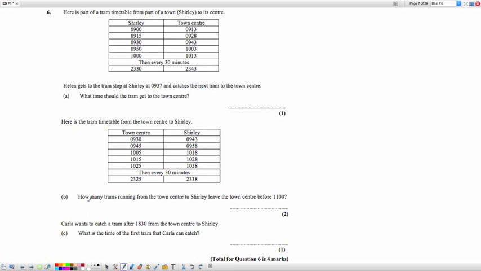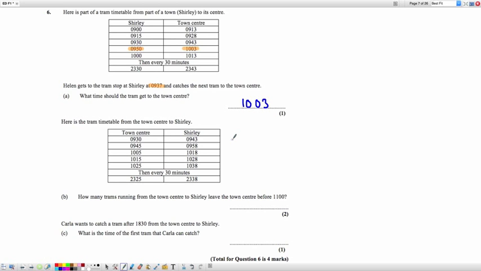Question 6. Here is part of a tram timetable for part of a town, Shirley, to its centre. Helen gets to the tram stop at Shirley at 9:37. She catches the next tram to the town centre. So if we look here at Shirley, she's too late for this one. This one's already left. This one's already left. So this is the next tram that she gets. This arrives into the town centre at 10:03. So our answer to our first question, what time tram should she get to the town centre? That is 10:03.